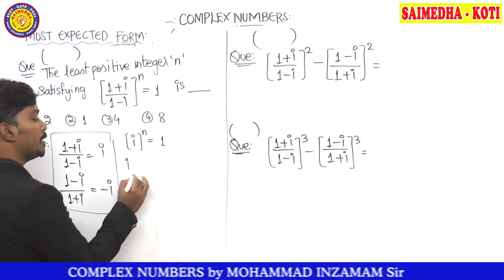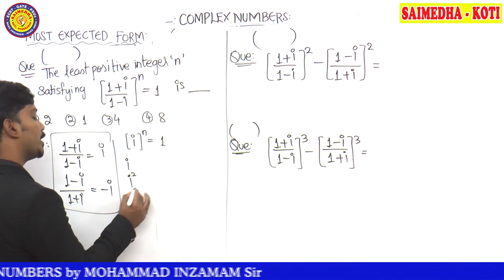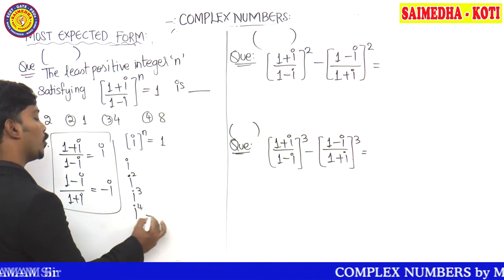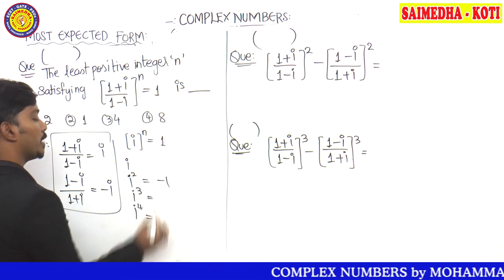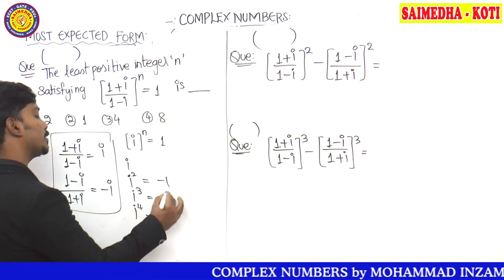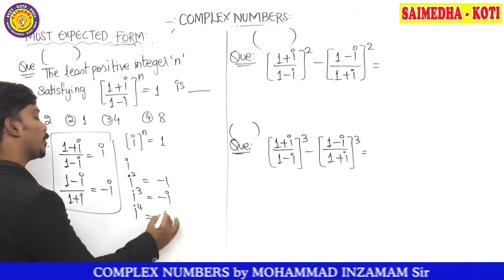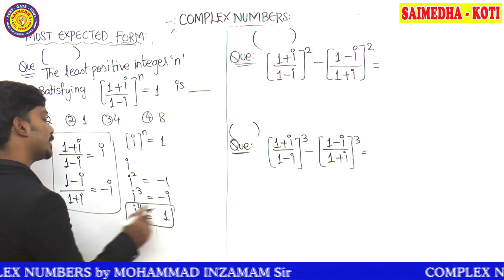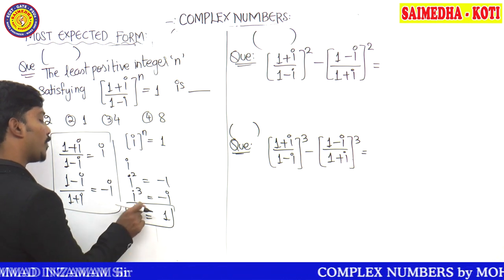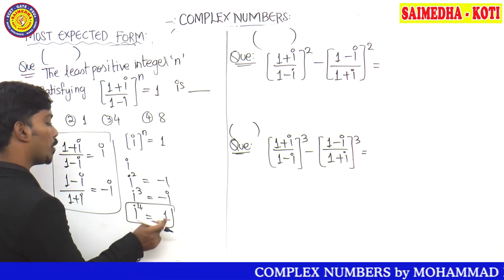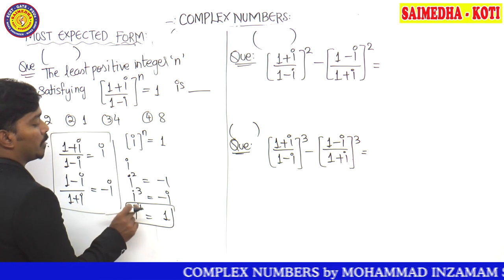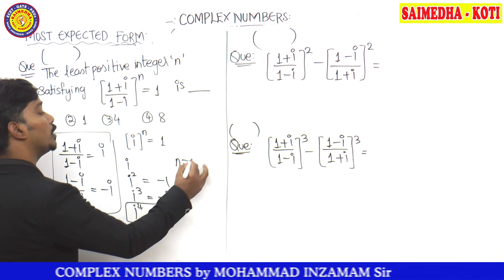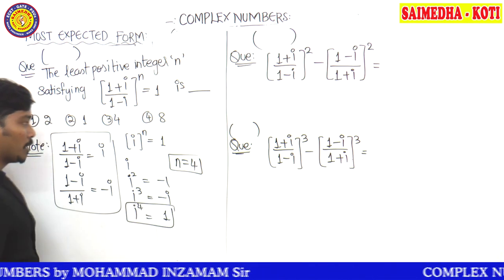We know that i and then i square and then i cube and then i power 4. What is the value for i square? Minus 1. What is the value for i cube? Minus i. What is the value for i power 4? 1. That means the least power of i which is going to give you the answer equal to 1 is what? i power 4. So n value must be equal to how much? 4 only.